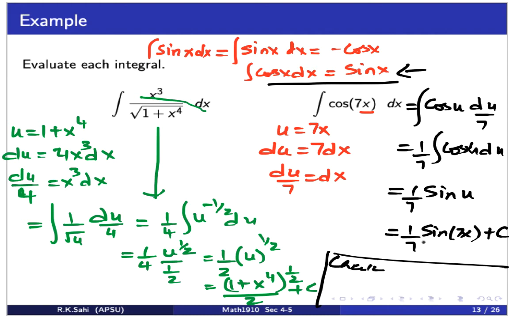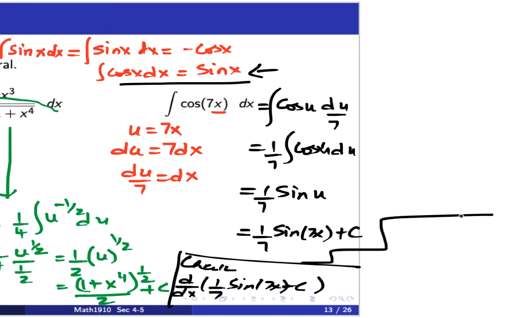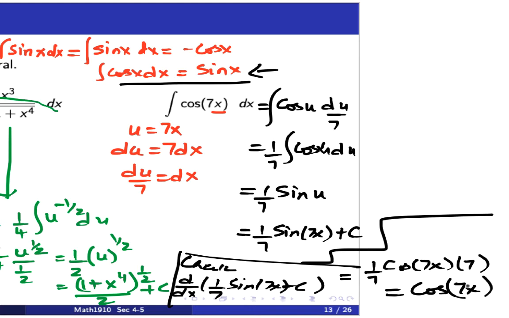So the check. The differential of this function, in other words, d dx of 1 over 7 sine of 7x plus c. So what's this equal to, guys? This is equal to 1 over 7. Now we're going to apply the chain rule here. Cosine of 7x, remember cosine is the outside, inside is this, times 7, the differential of 7x, and the differential of a constant is 0. So the answer is cosine 7x. And that's exactly the integrand we have over here. So every time you're doing a problem, check your answers. Okay.